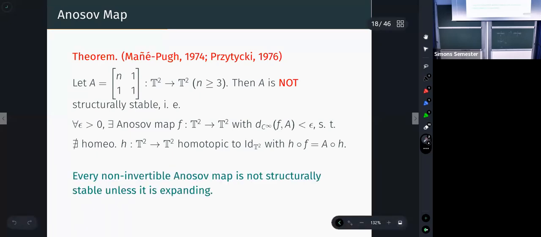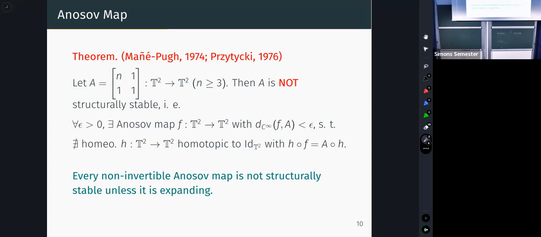Yes, and as Felix said, you can actually prove that every non-invertible Anosov map is not structurally stable unless it is uniformly expanding, meaning you don't have the stable bundles. Yes, and actually Felix gives that you don't even have a conjugacy, not homotopic to the identity, any homotopy.